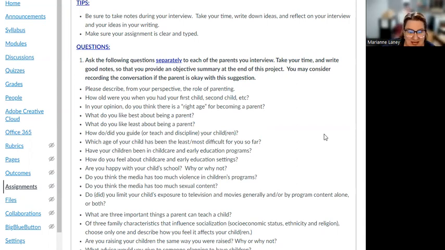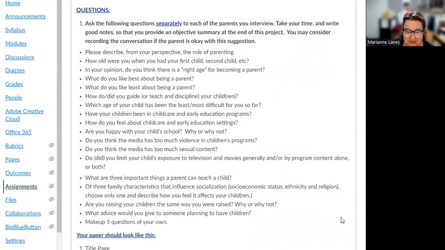Okay. Are you happy with the child's school? Why or why not? Do you think the media has too much violence in children's programs? Do you think the media has too much sexual content? Do or did you limit your child's exposure to television and movies generally, or by program content alone, or both? Ooh. What are 3 important things a parent can teach a child?